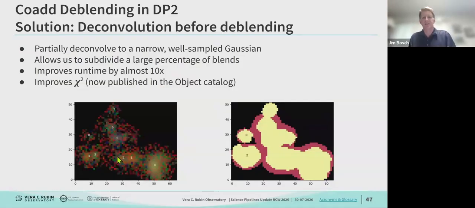And so now it subdivides each of our blends into smaller units that we can usually process. And in these crowded fields where everything got blended together, it actually subdivides them small enough typically that we can handle them as discrete chunks. It makes things faster and it improves the chi-squared. It's just all around a better deblending than we had before. So if you go to the next slide, we can see how this works.